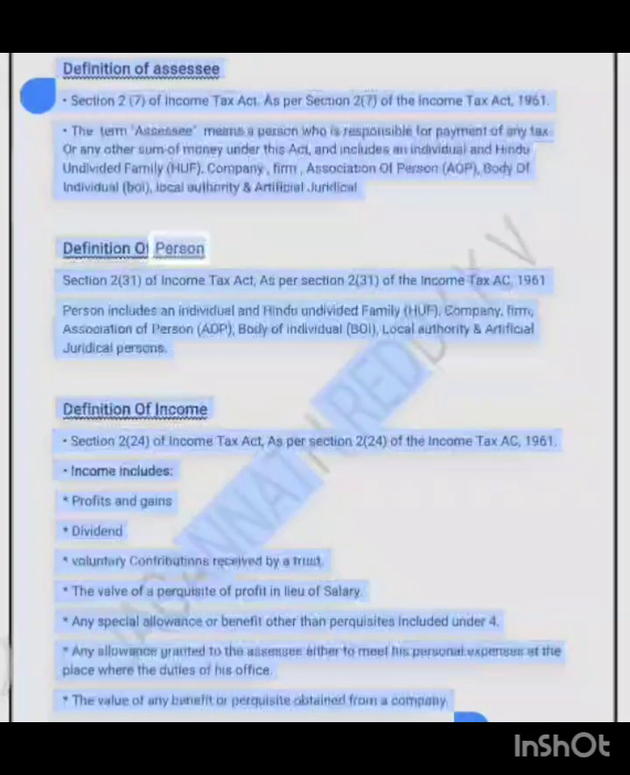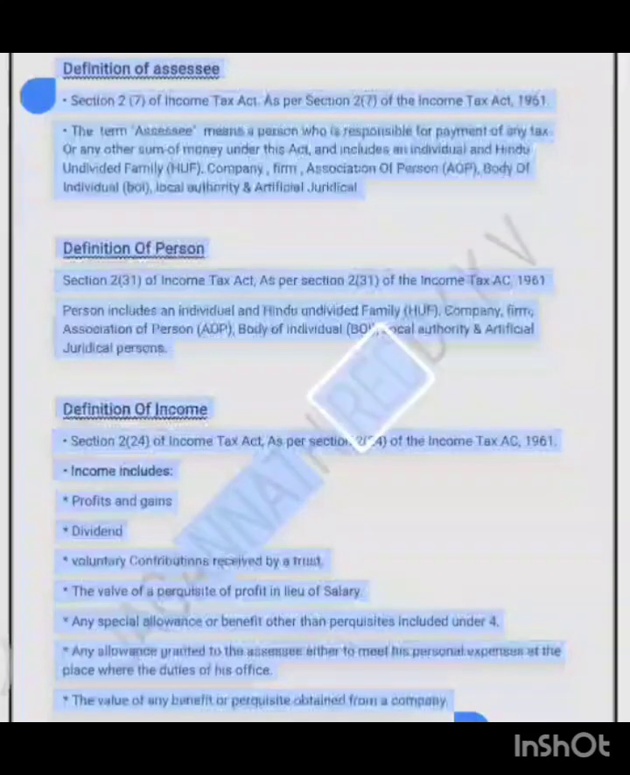Definition of person. Section 2(31) of the Income Tax Act, 1961. Person includes an individual, Hindu undivided family (HUF), company, firm, association of persons (AOP), body of individuals (BOI), local authority and artificial juridical persons.